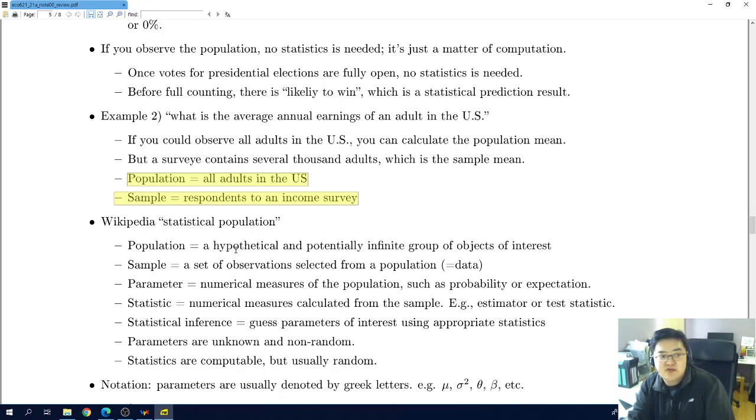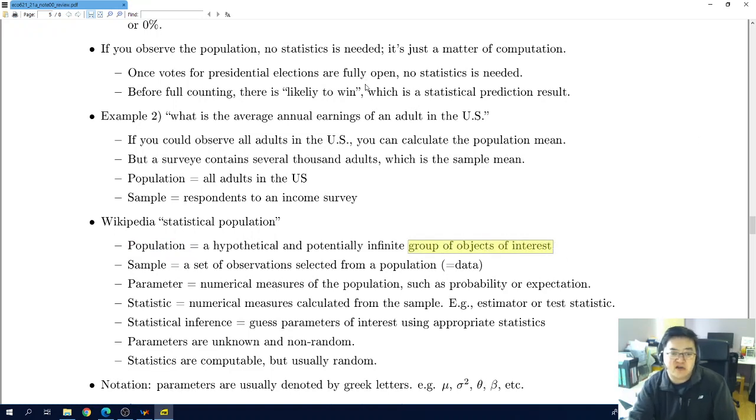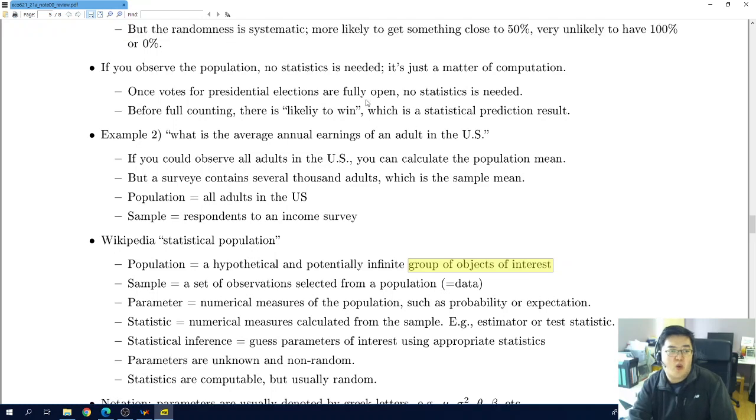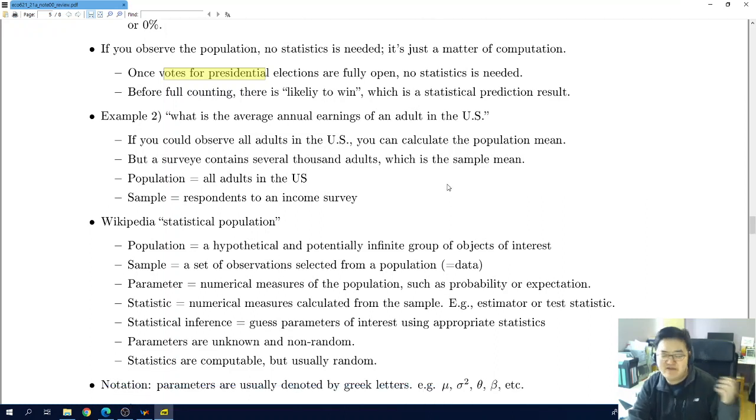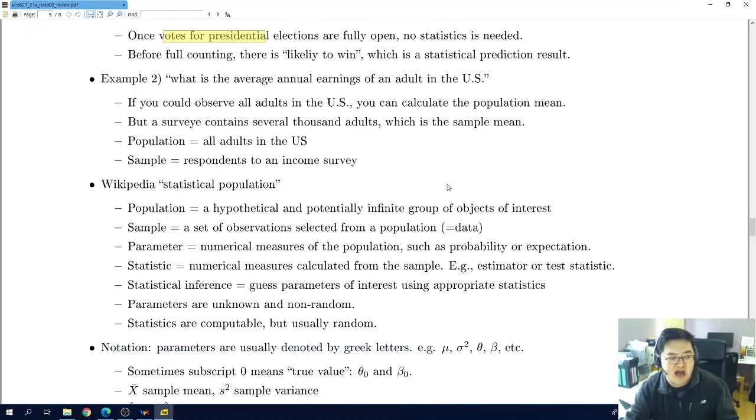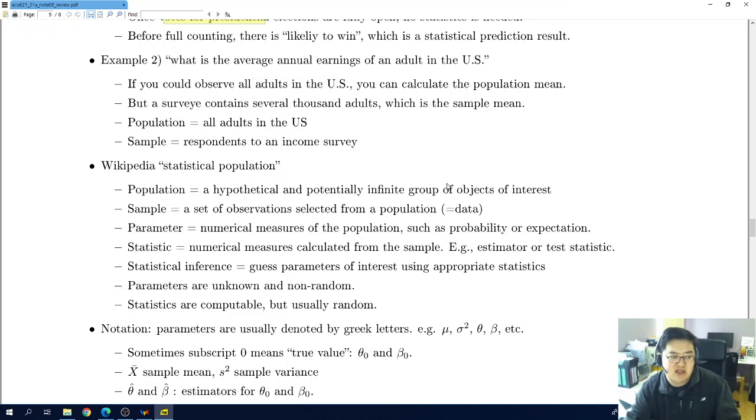In this case, the population and the sample are easy to tell. According to Wikipedia, statistical population is defined in this way. Population is a hypothetical and potentially infinite group of objects of interest. So it's everything, the full group of objects of your interest. You are interested in them, like adults in the United States, or all the votes for president. That's unknown. We have to assume that they are unknown. Otherwise, you don't need statistics.